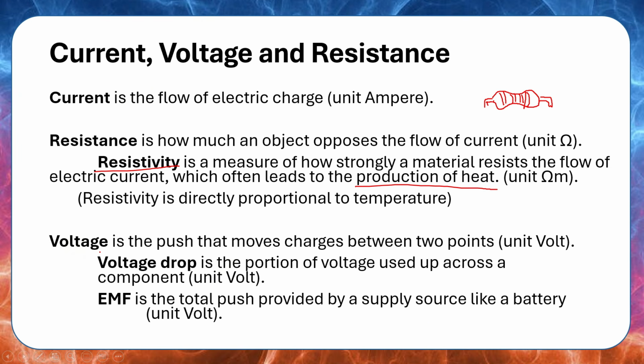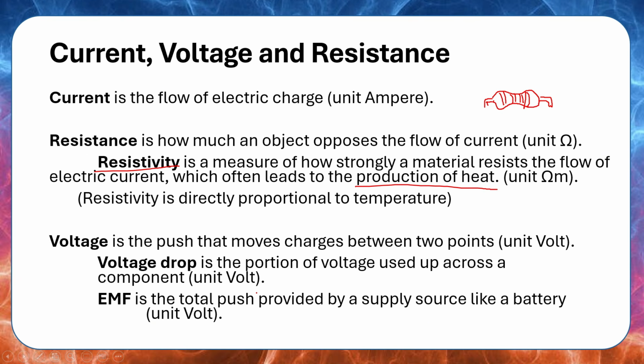Next, voltage. Voltage is defined as the push that moves charge between two points, and the unit is volt. We have these other terms as well, with the unit volts: the voltage drop, and also EMF. So what is voltage drop? We will be using this most of the time. Voltage drop is the voltage that is used up from one point to another point, especially in resistors or devices. Like what is the voltage before and after it is used by that device.